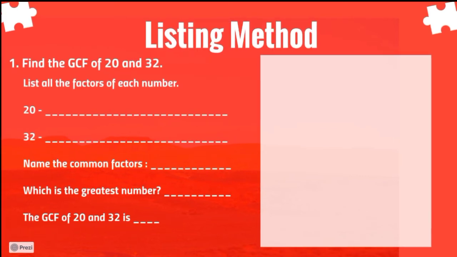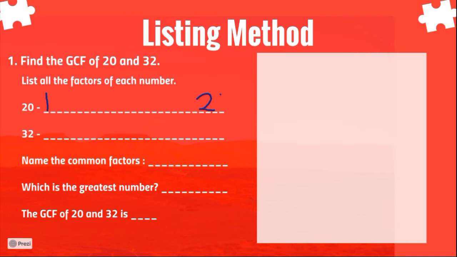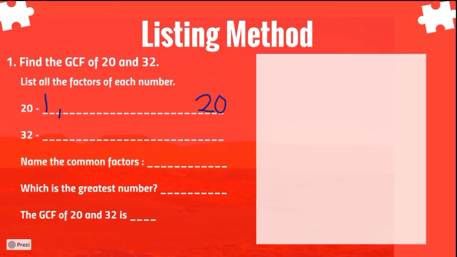First, list all the factors of each number. Factors of 20. 1 times 20. Since 20 is divisible by 2, so let's divide 20 by 2. So 20 divided by 2 is equal to 10. So factors of 20 is 2 times 10. Other factors of 20, since 20 is also divisible by 4, so 4 times 5. So factors of 20, 1, 2, 4, 5, 10, and 20.